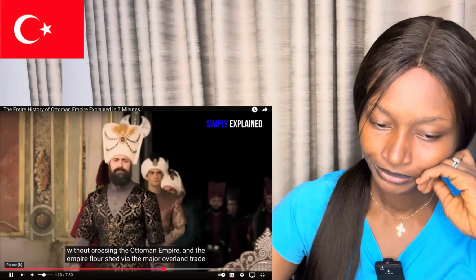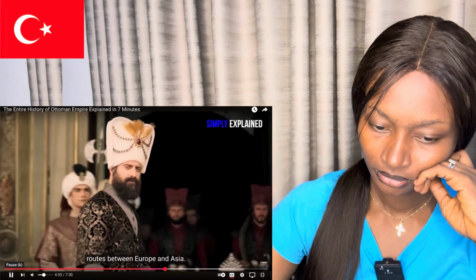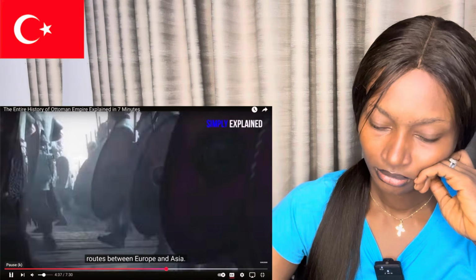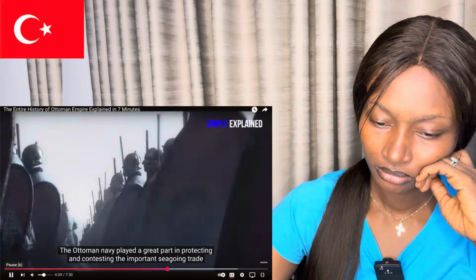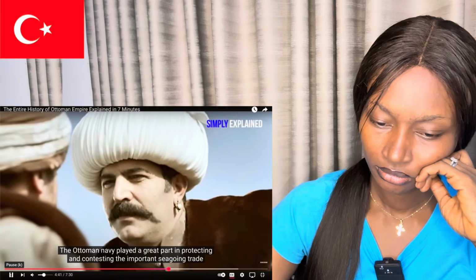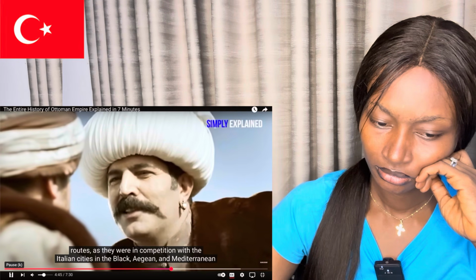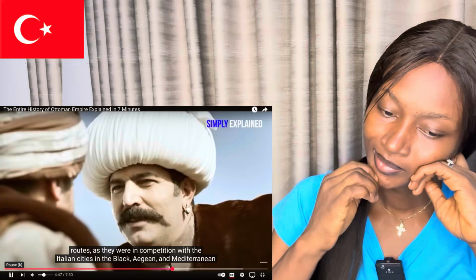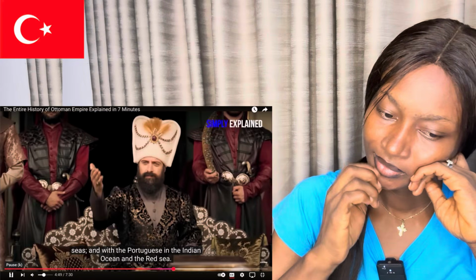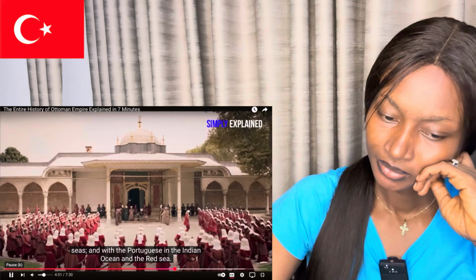And the empire flourished via the major overland trade routes between Europe and Asia. The Ottoman Navy played a great part in protecting and contesting the important seagoing trade routes, as they were in competition with the Italian cities in the Black, Aegean, and Mediterranean Seas, and with the Portuguese in the Indian Ocean and the Red Sea.